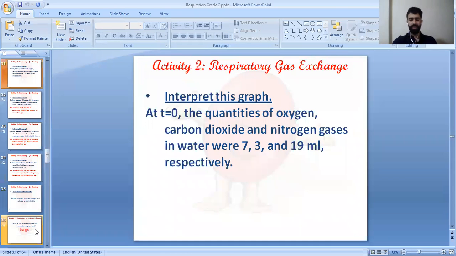So interpret. You have to remember that. Interpret is analyze plus indication. So at time 0, the quantities of oxygen, carbon dioxide, and nitrogen were 7, 3, and 19 respectively. What is the meaning of respectively? Oxygen is 7, carbon dioxide is 3, and nitrogen gas is 19.